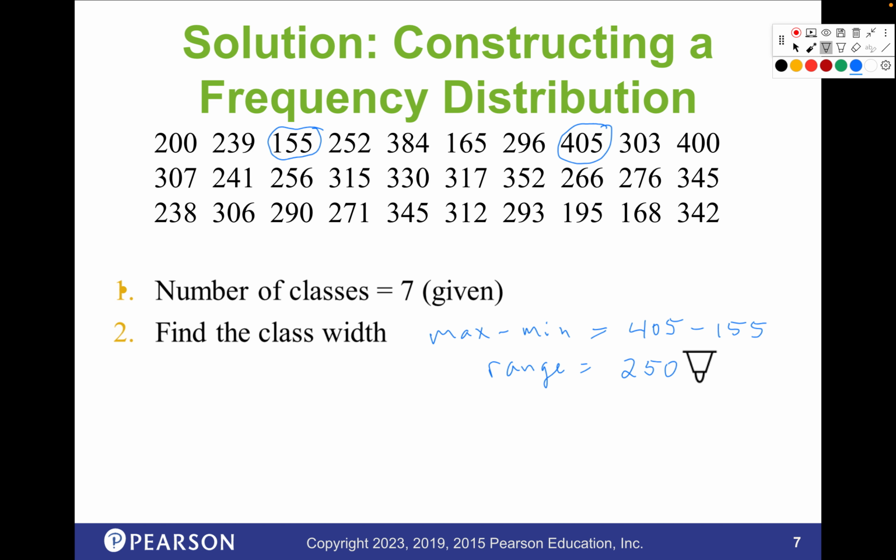And then we're still not at the class width yet. To get the class width, what do we do? Divide it by 7. Literally, we are dividing it into 7 groups of data, right? So we take our range, divide it by 7, and plug it in a calculator.